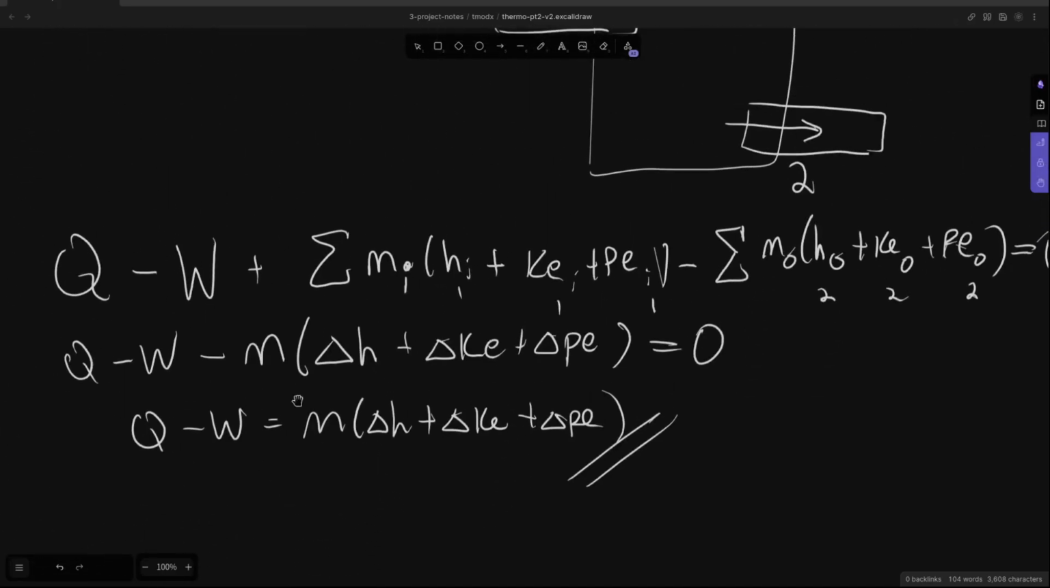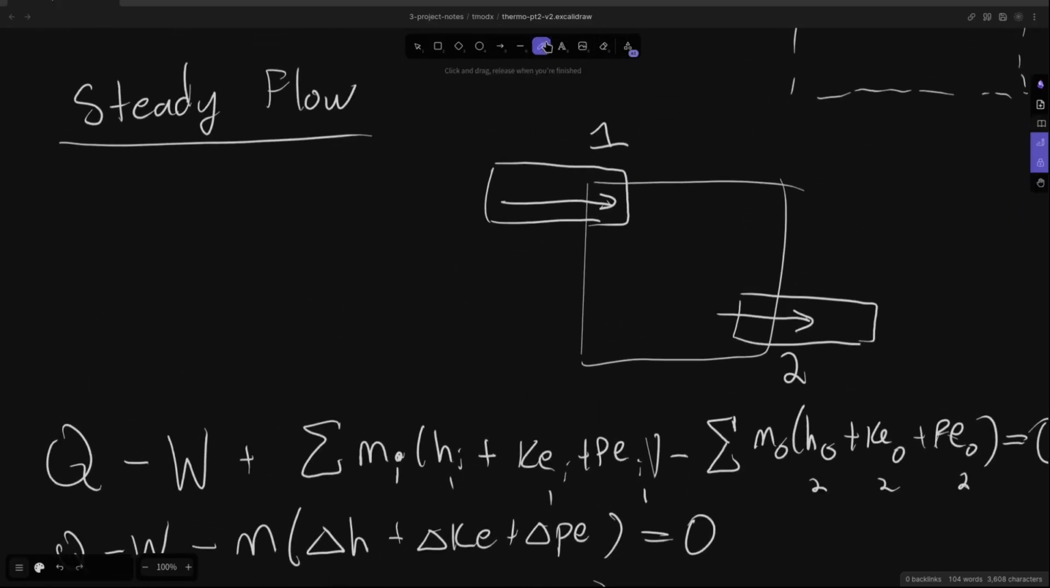And even more useful than this one might be the rate form, because we're talking about steady flow, which means usually we're going to see things moving across per unit time. We're going to have a rate of heat added. We're going to have a rate of mass flow, because this is happening over a really long time. It doesn't make sense to just say, here's the total heat added, here's the total work done, right?